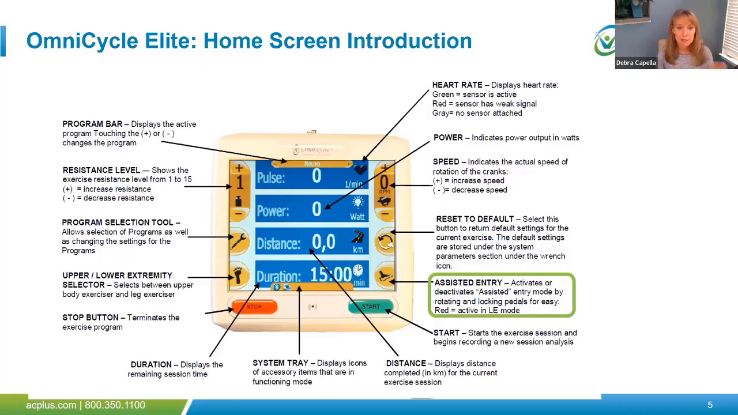Some of these I skipped, like start, stop, and distance. I think they're pretty obvious, so I didn't take too much time. But this is, again, sort of an orientation to that home screen, what you're going to see when you first get that patient up onto the OmniCycle.